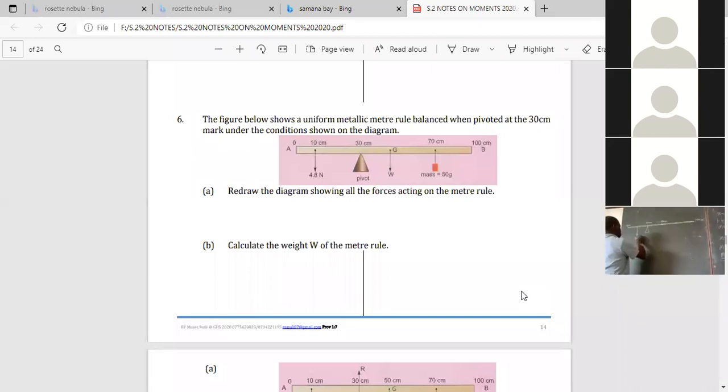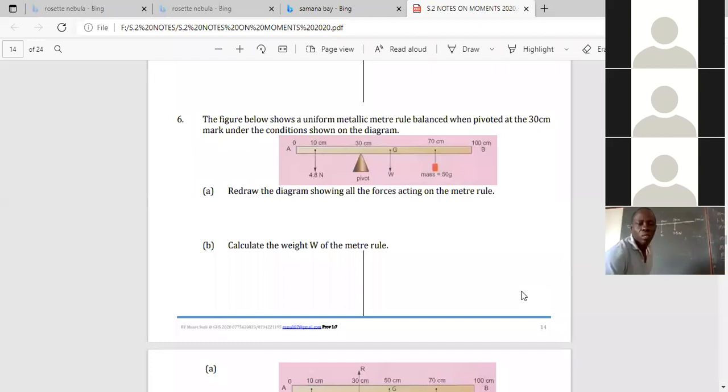Read for me. The first one is at the 10 centimeter mark. Then there's another one. Where is it? W is at 50 centimeters. Yes. Then there's another one at what centimeter mark? 0.5 is at the 70 centimeter mark. Okay?